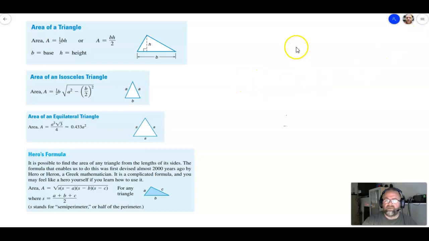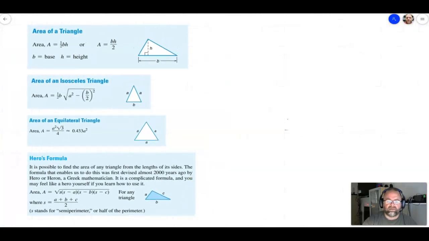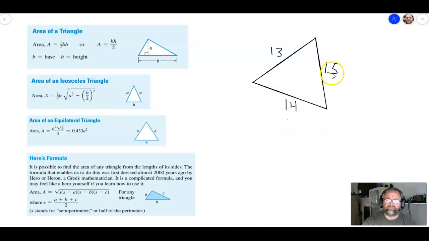So if we have a triangle here, let's just say it looks like this, and let's say that this side is 13, this side is 14, and this side is 15. And we want to find the area of that. I can use this formula. So if you want to go ahead and try it, go ahead, pause the video now, give it a try, and then we'll walk through the solution.